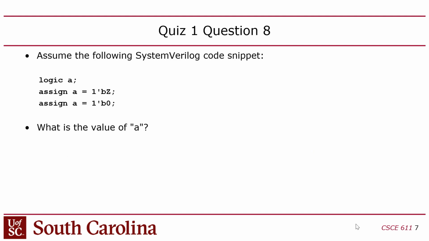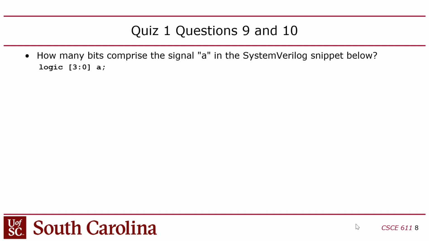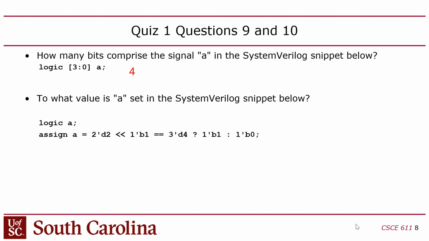Okay. Assume the SystemVerilog code snippet. What is the value of A? Now in this case, it looks like we're double driving A, but we actually aren't because one of those is assigning A to high impedance, so that's actually okay. So A would be 0 in that case. And how many bits comprise the signal A? 4.